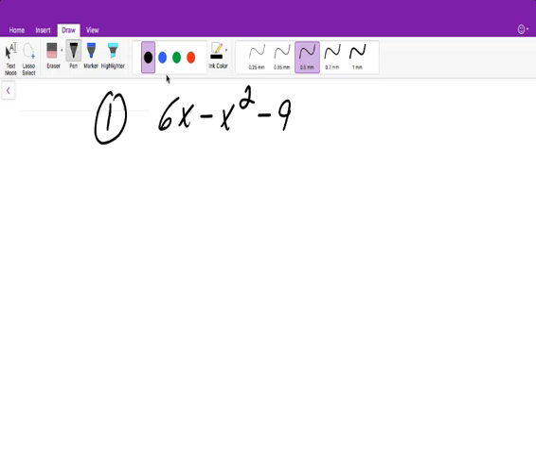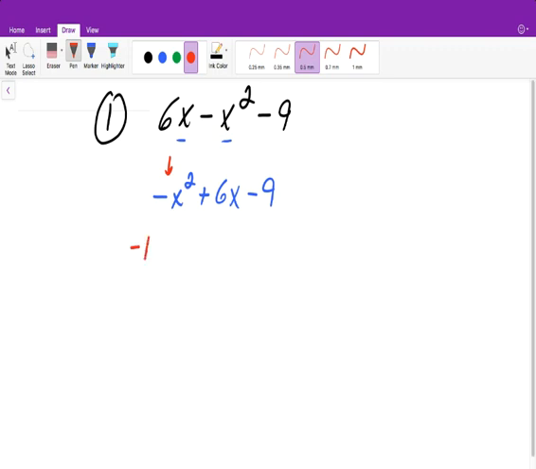All right, so the first thing we need to do is rearrange these so that we're in descending order. So we need to go negative x squared plus 6x minus 9. Then remember I said that this x squared has to be positive, so we're going to factor out a negative 1. And when we factor out a negative 1, all of our signs change, so it changes to x squared minus 6x plus 9.